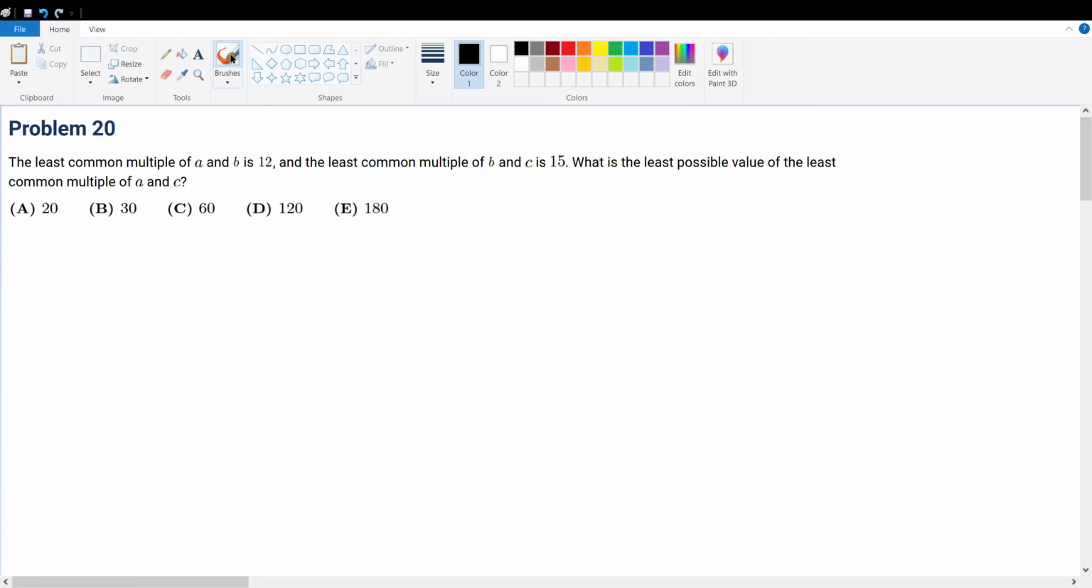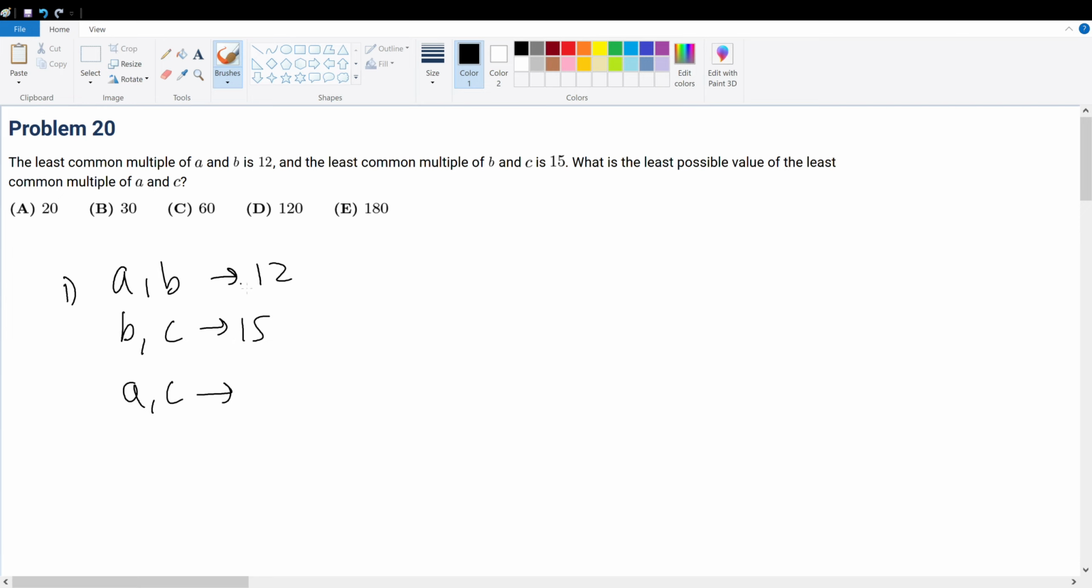Problem 20. The least common multiple of A and B is 12. We also know that the least common multiple of B and C is 15. What is the least possible value of the least common multiple of A and C? Well, this is just a bunch of deducing patterns and then applying that pattern to other combinations. So let's start with the first option.